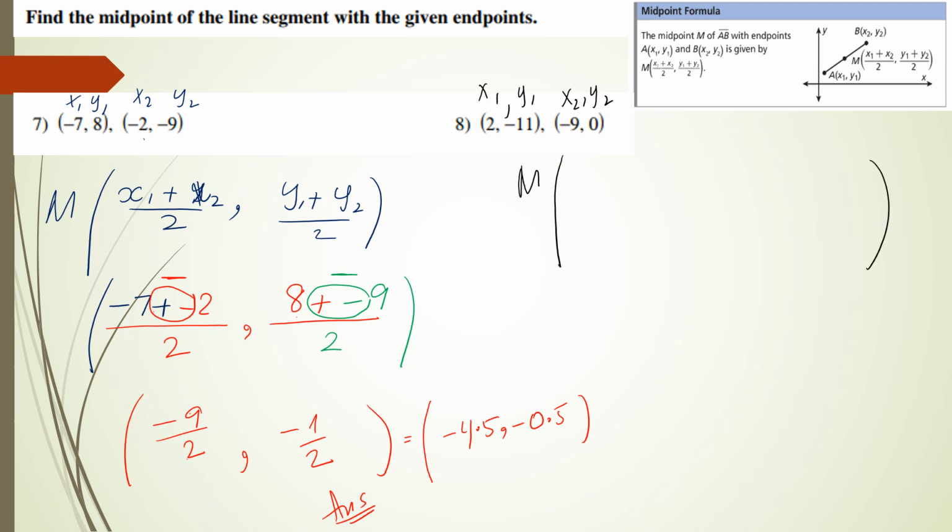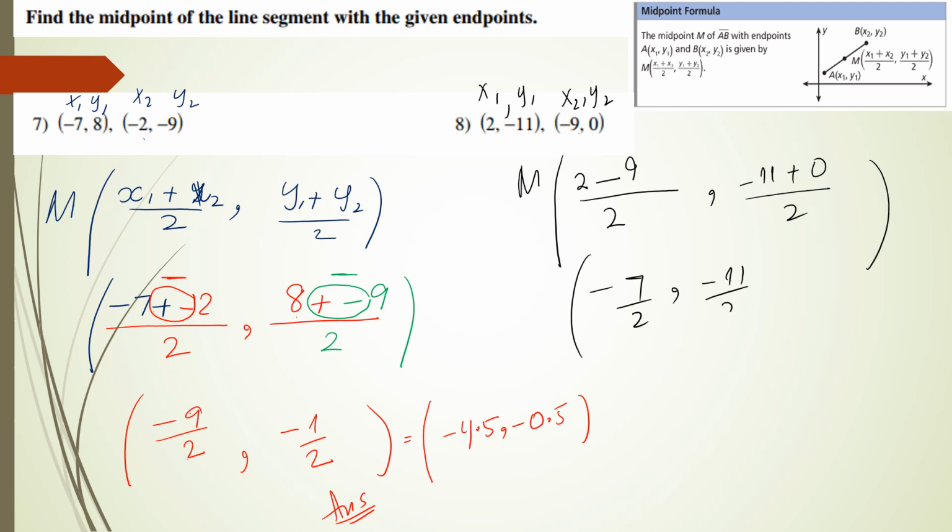So add x1 plus x2. So x1 is 2 minus x2 which is 9, divided by 2. Because I know plus minus is minus, that's why I didn't write the plus and minus together. Now y1 is negative 11 plus 0 divided by 2. 2 minus 9 is negative 7 divided by 2 and negative 11 plus 0 is negative 11 divided by 2. So either you can write negative 3.5 and negative 5.5 as your answer, or consider this fraction as the final answer.